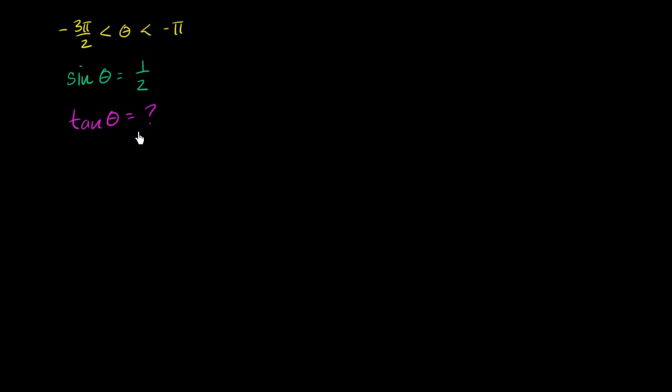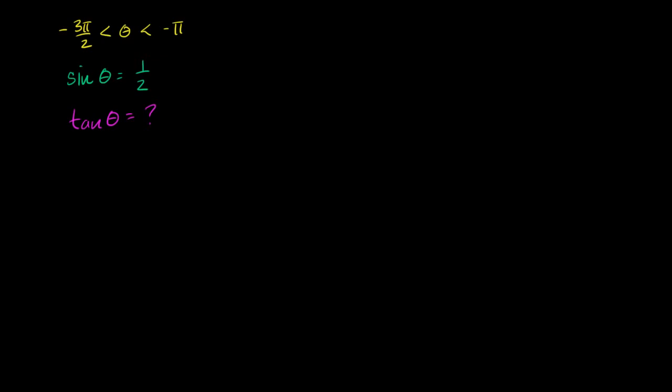I encourage you to pause the video and try this on your own. In case you are stumped, I will give you a hint. You should use the Pythagorean identity, the fact that sine squared theta plus cosine squared theta is equal to 1.